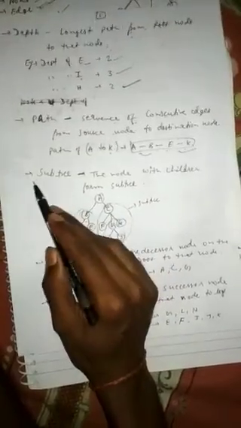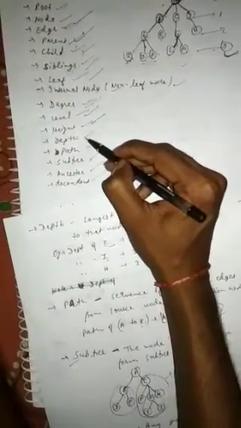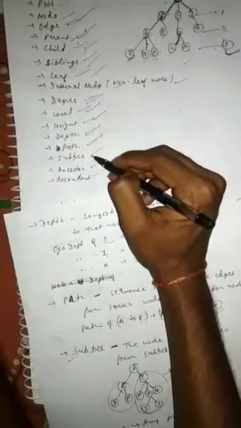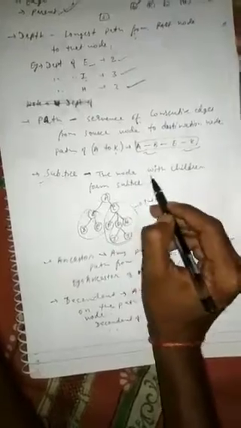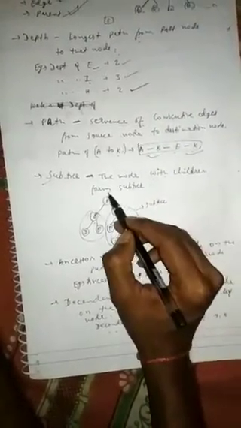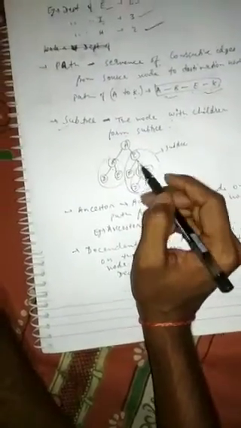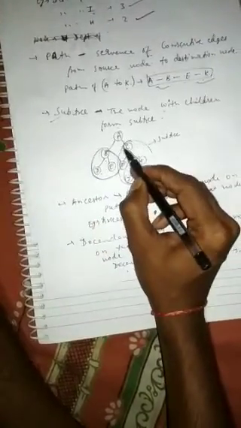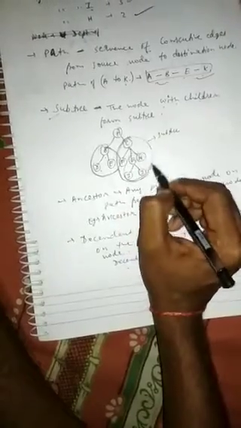After that we see the subtree. What is a subtree? A node with its children forms a subtree. Simply, we take another example here. We take A, B, C, D, E, F, G, H, I, J. Here B is one subtree, and this is another subtree.